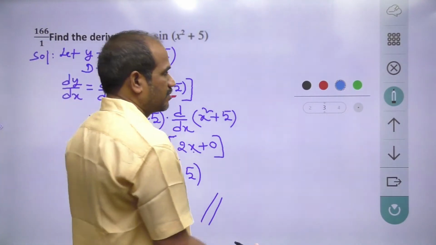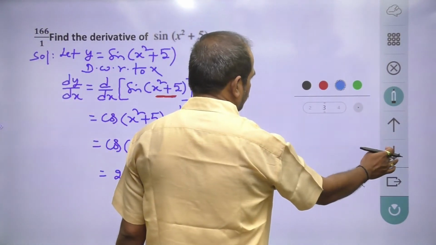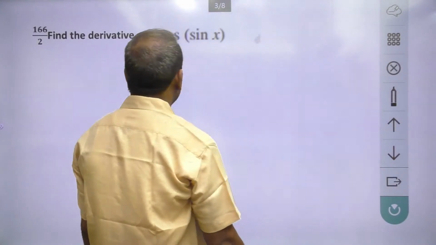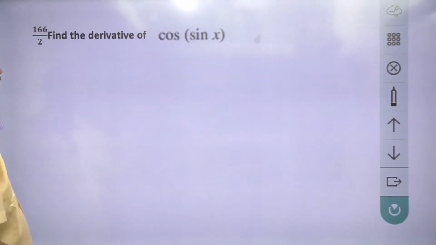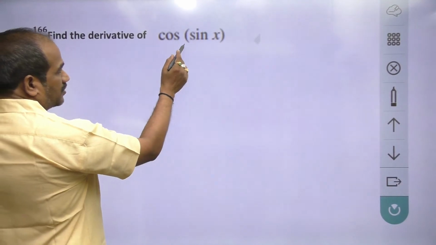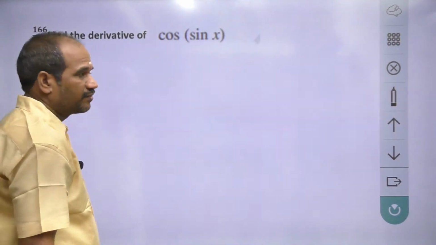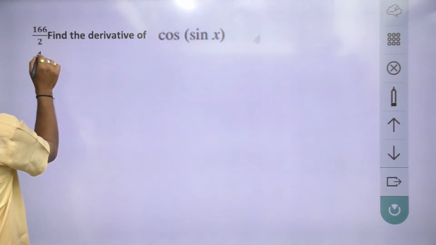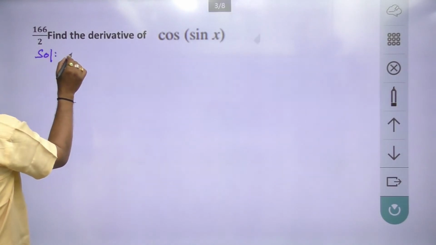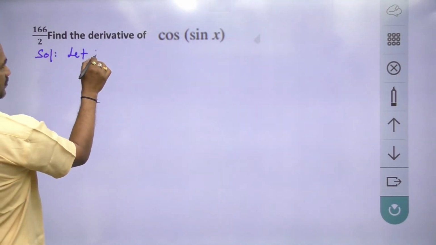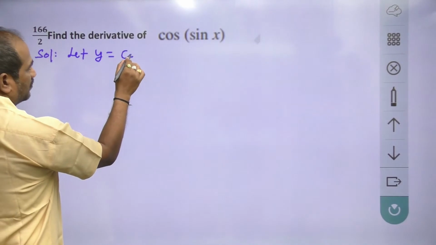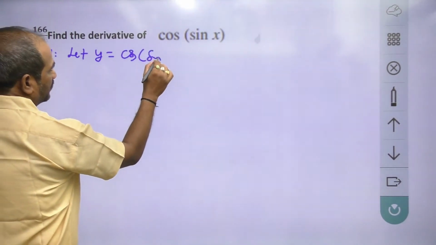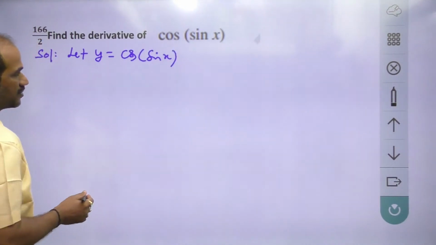Right, next problem. See in this next question: find the derivative of cos of sin x. In the solution, let y is equal to cos of sin x.